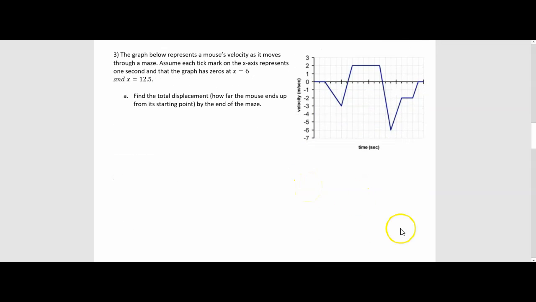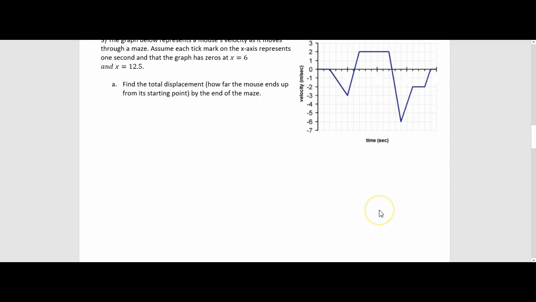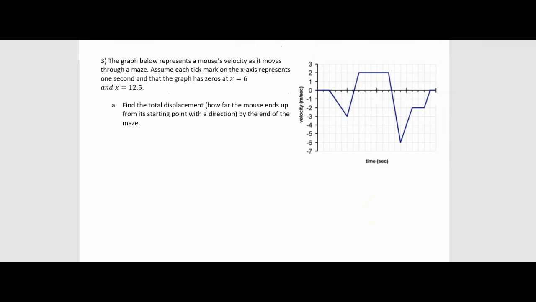So here we have another velocity graph. This represents a mouse's velocity as they move through a maze. And we're asked to find the total displacement. So remember, displacement's different from distance. Displacement can be positive or negative. Displacement is just how far did you end up from your starting point. But that number can be positive or negative.